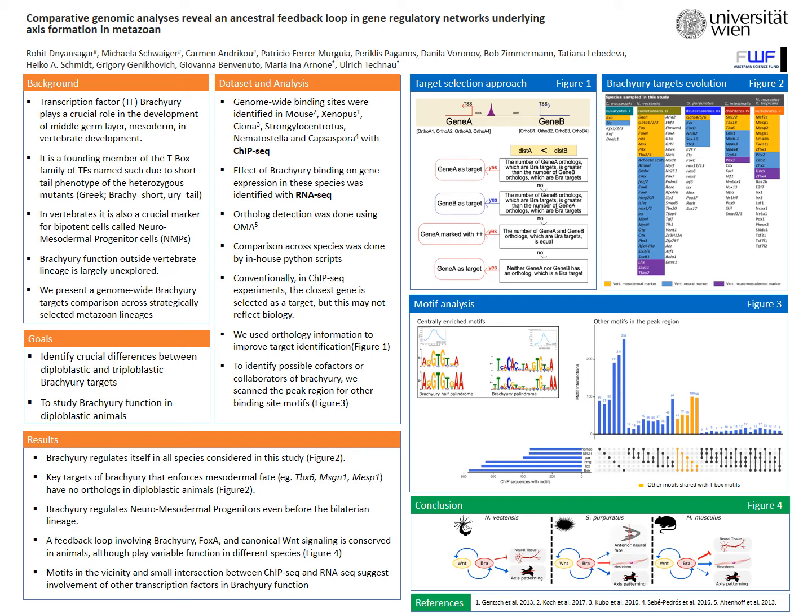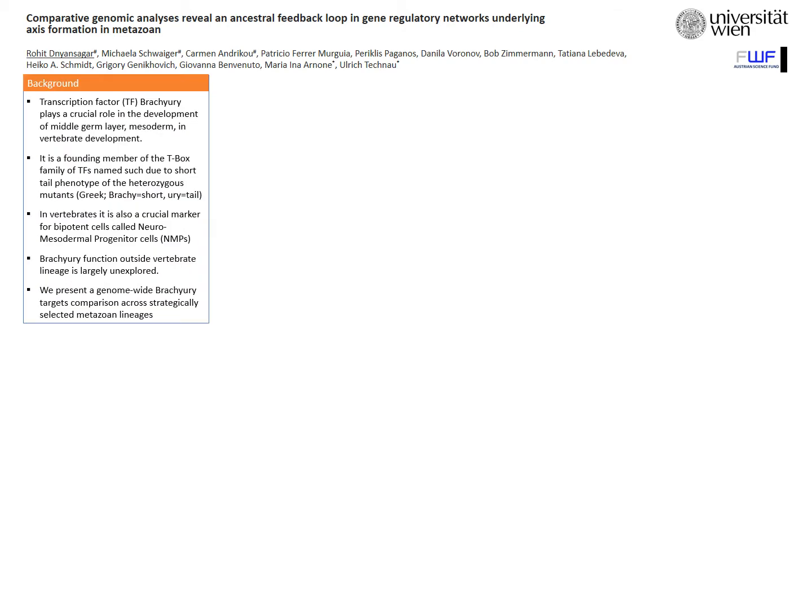Hello everyone. In this presentation, I am going to talk about one of my recent projects during my PhD at University of Vienna under the guidance of Professor Ulrich Technau. In this project, we studied a transcription factor called brachyury, which was identified way back in 1927 while they were studying the effect of radiation in mice.